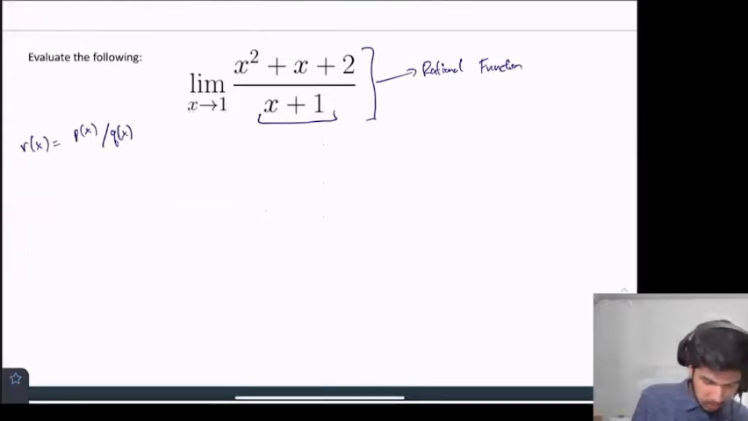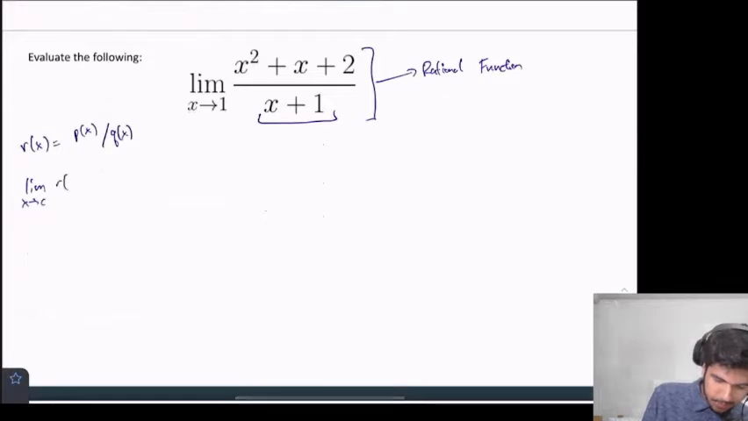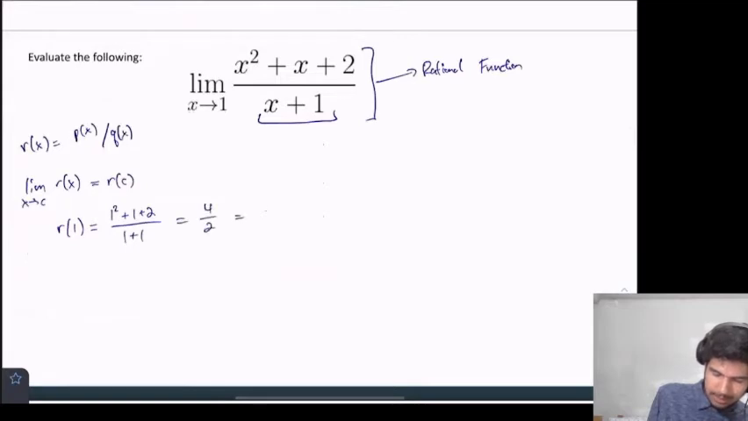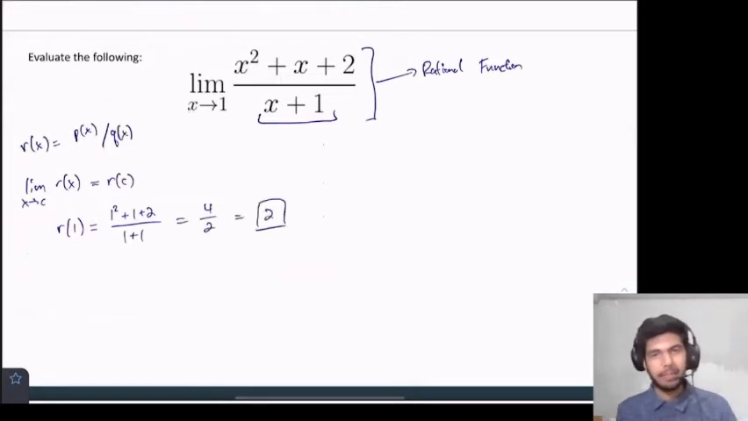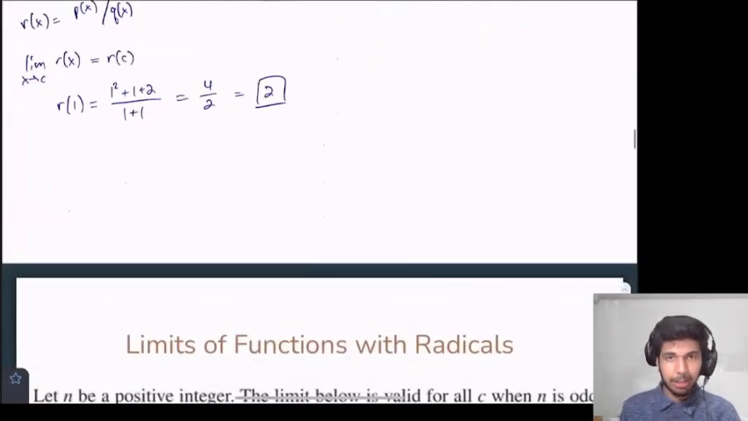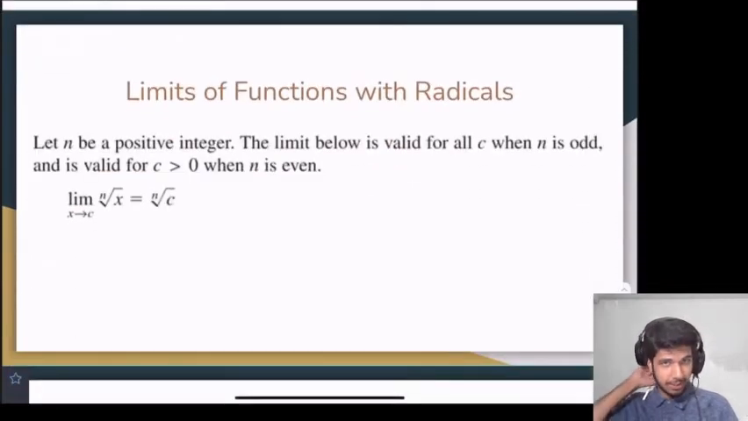So, what was the rule with rational functions? That said, the limit as x approaches c of r of x is just equal to r of c. So, let's just plug 1 into there. r of 1 equals 1 squared plus 1 plus 2, all of this over 1 plus 1. So this is equal to 4 over 2, that's equal to 2. And that's our answer. So that's good. So now we'll do a little bit more definitions and stuff.